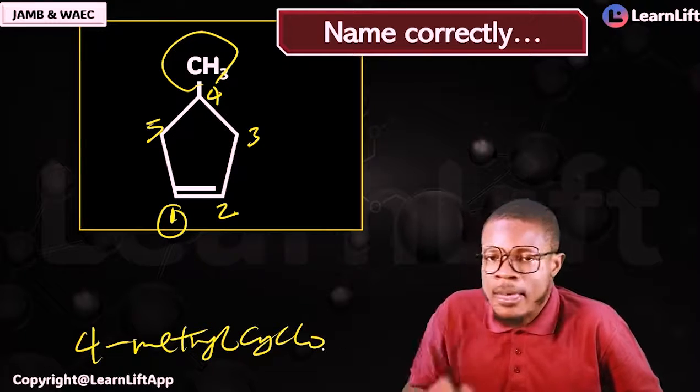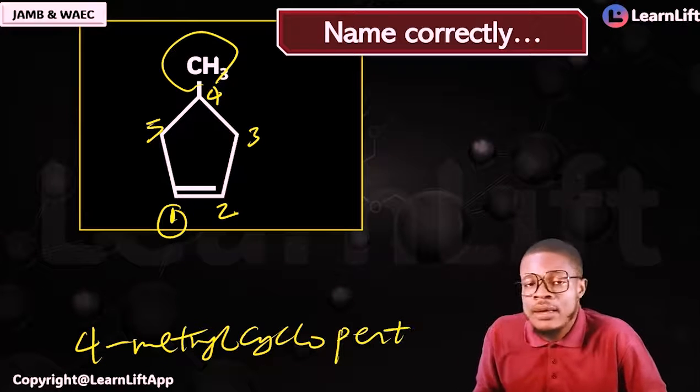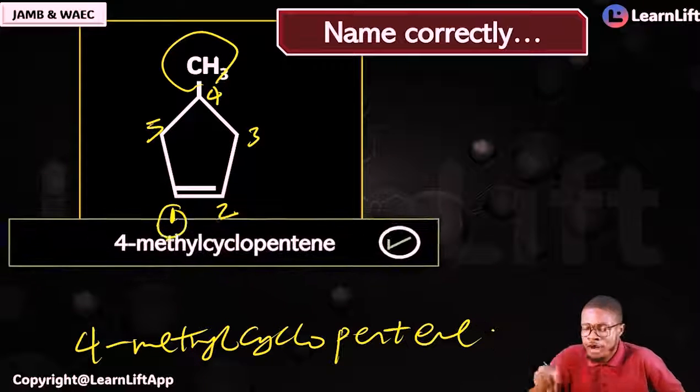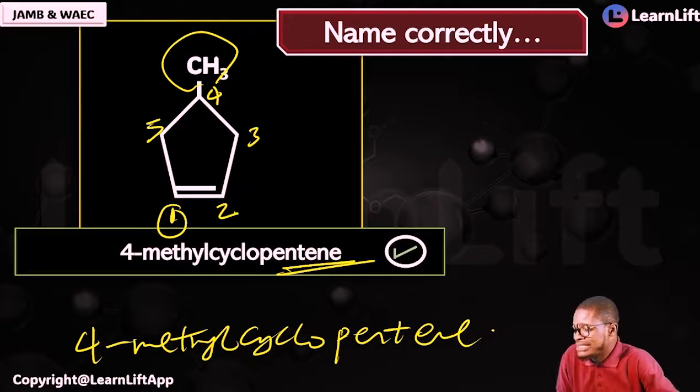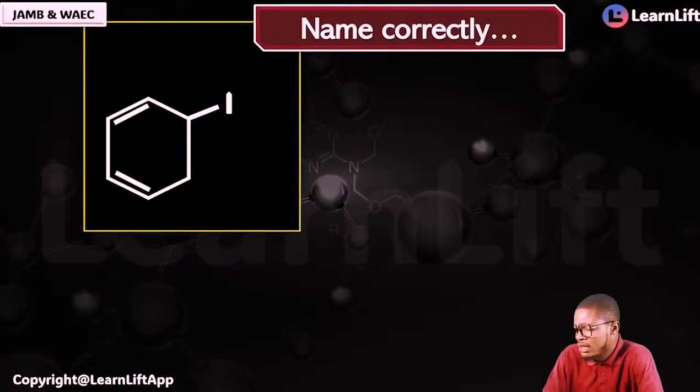Cyclo, 5. The parent name there is pent-ene. That's the name. Very easy and direct. 4-methyl cyclopentene. You are out of there. If you get that, bro, wire me the name of this guy here.